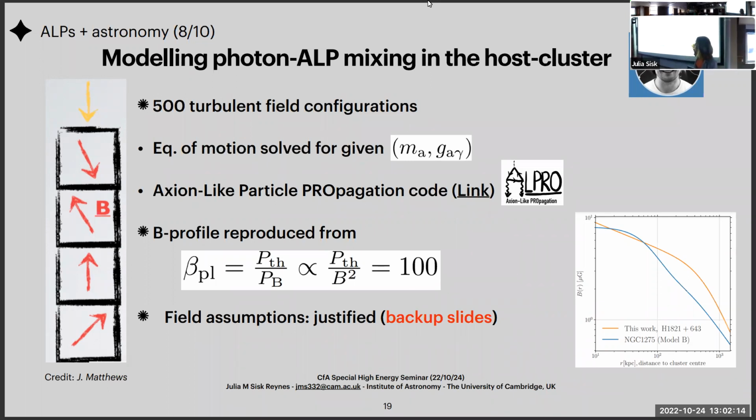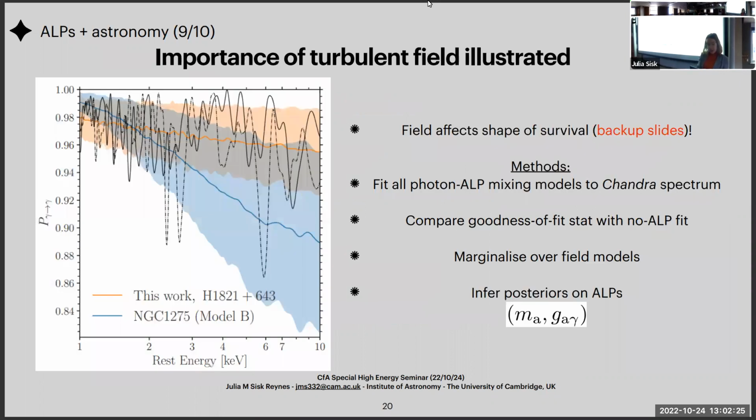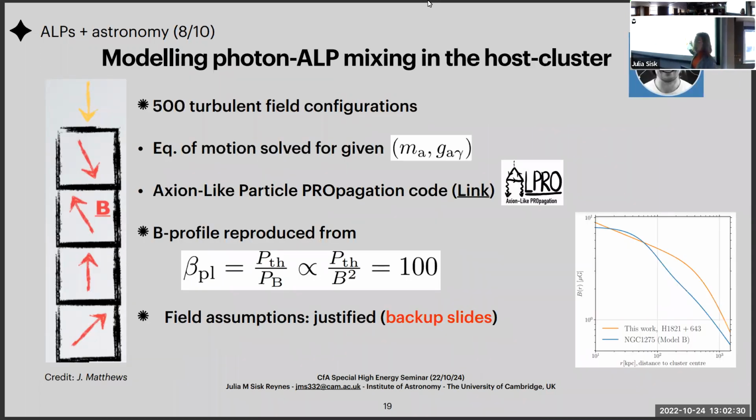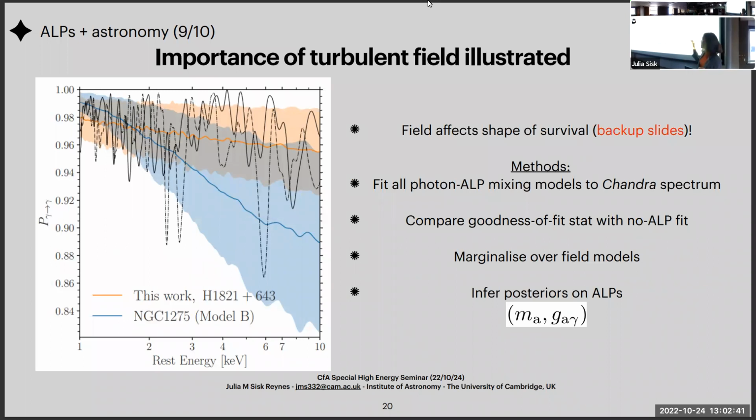And for each of these field realizations, we solved the equations of motion, giving us the mixing probability for a set of axion parameters. We did this by using this Axion-Like particle propagation code that James Matthews, who I've been working with since the start of my PhD, developed. So this is one of the projects that we had when using this code.